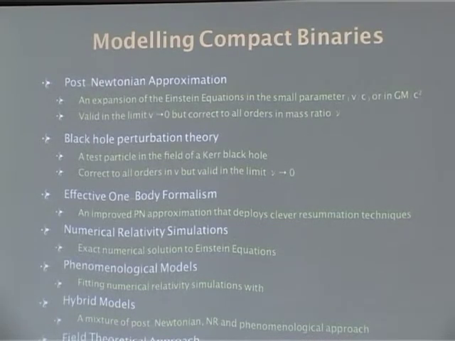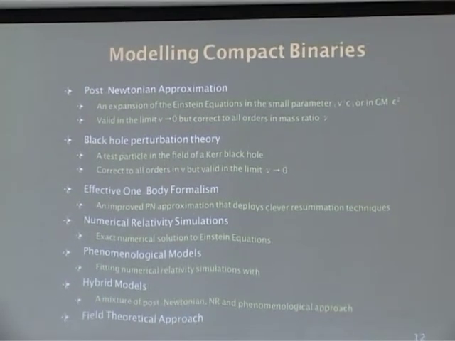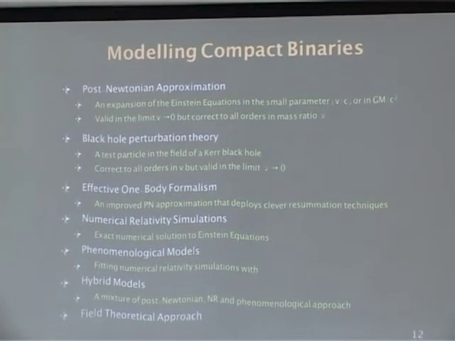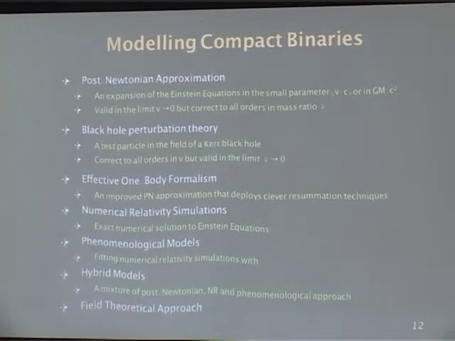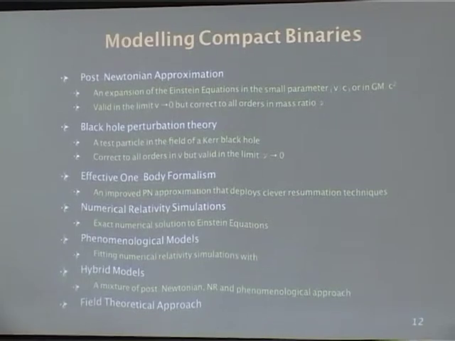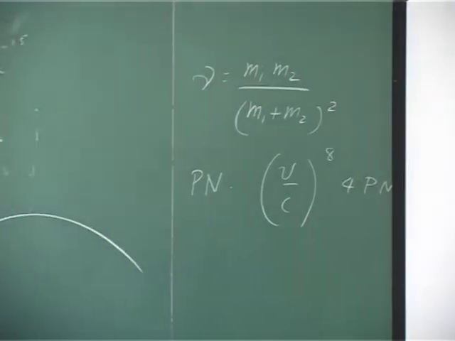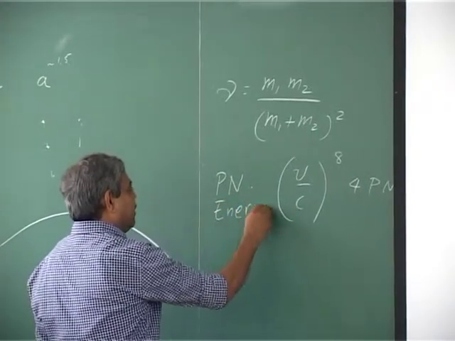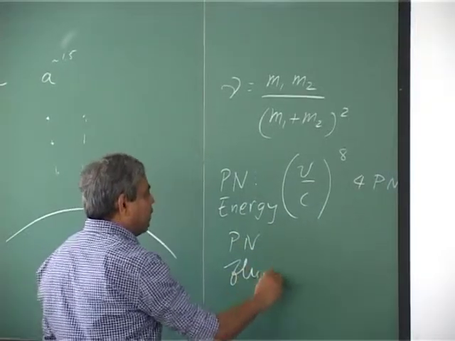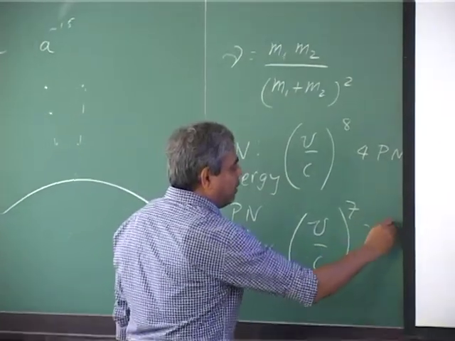And finally, field theoretic approach, which is the new kid on the block, and it's a very powerful approach. And these guys claim that they can keep going beyond the orders up to which post-Newtonian approximation has been computed. Just to give you a hint as to what's been done with post-Newtonian approximations, one has computed the energy, I believe now, to v/c to the power of 8, which is called 4PN, although the results might not be out yet. It may not be there in the literature. And this is the PN energy, and PN flux has been computed to v/c to the power of 7 beyond Newtonian, called 3.5PN.